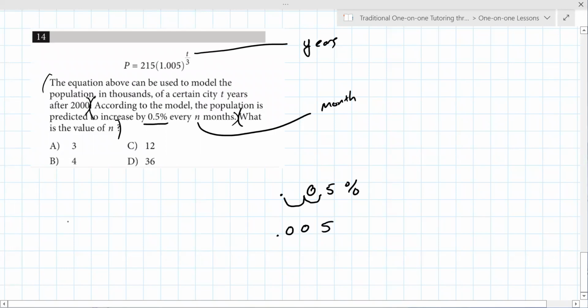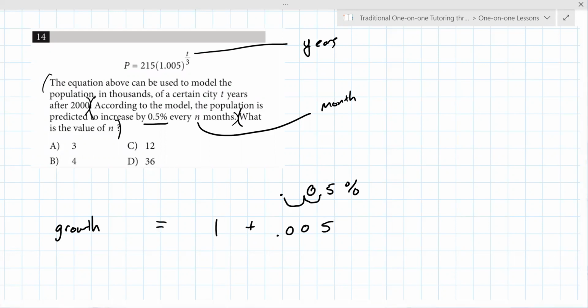And remember how I talked about a growth? A growth is 1 plus your rate. 1 plus 0.005. That's why this is the number that's in parentheses there, because it's a growth model. Not all populations grow. Actually, the United States is in a decline right now, interestingly. What does the 215 represent? Do you remember? It's the initial amount. Perfect.